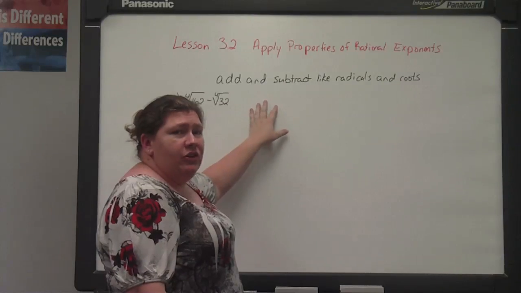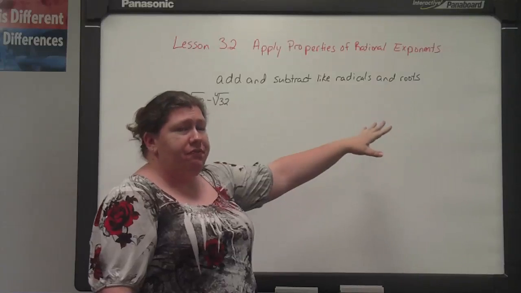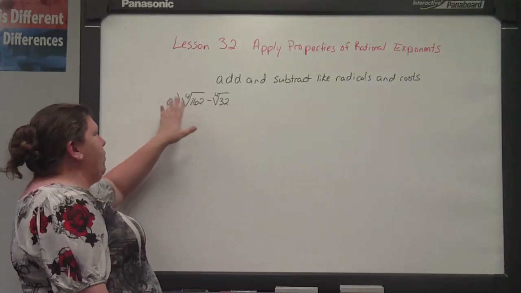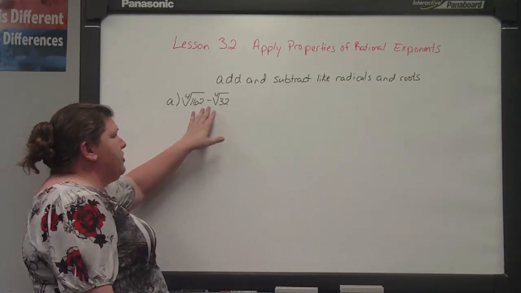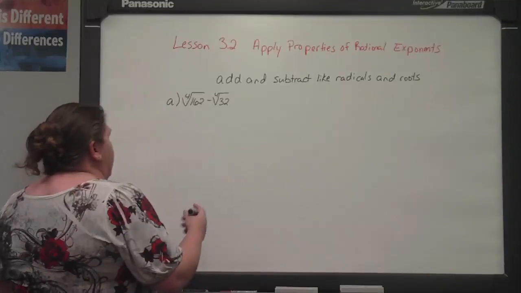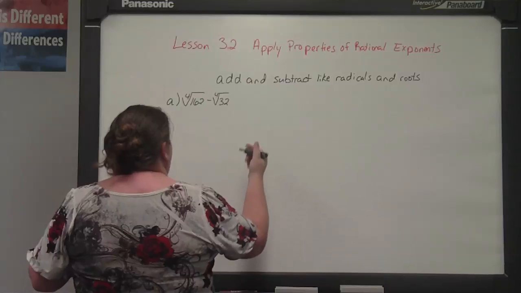Another concept we want to look at today is adding and subtracting like radicals and roots. Again, I went ahead and put one on the board. I have the fourth root of 162 minus the fourth root of 32. What I want to do is see if I can get a fourth root out. I need a perfect fourth root.